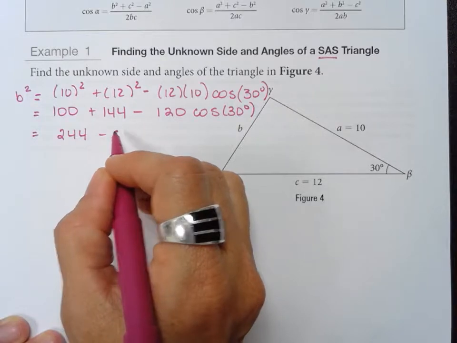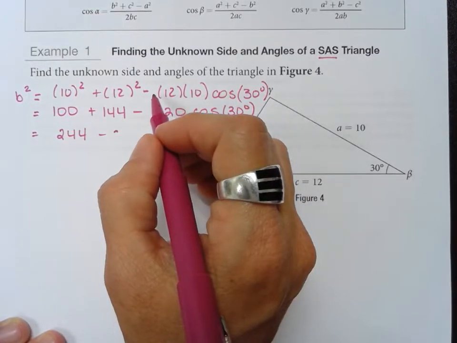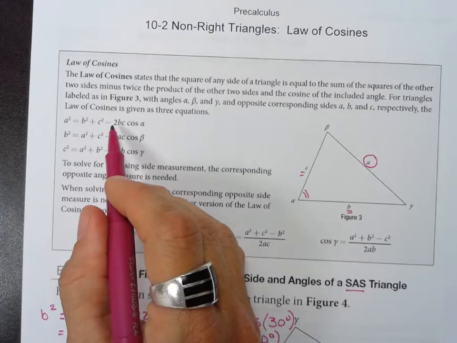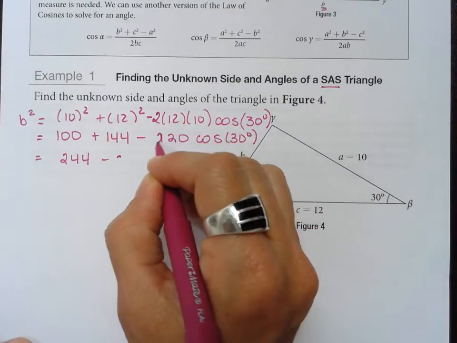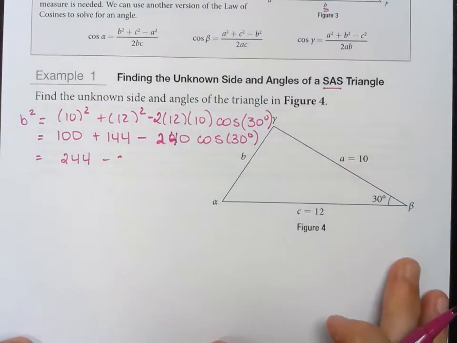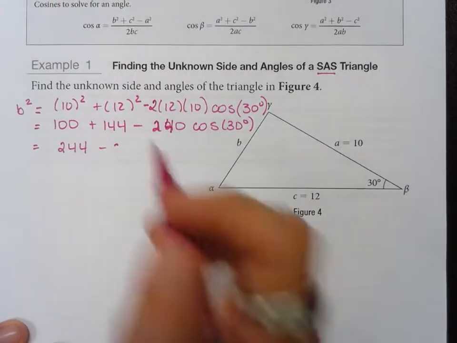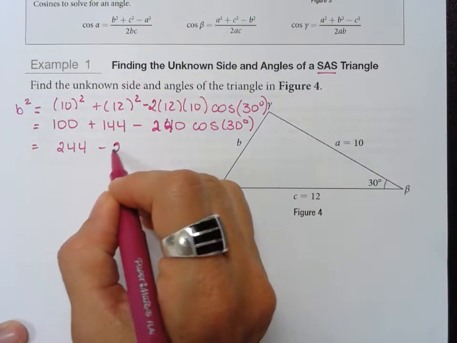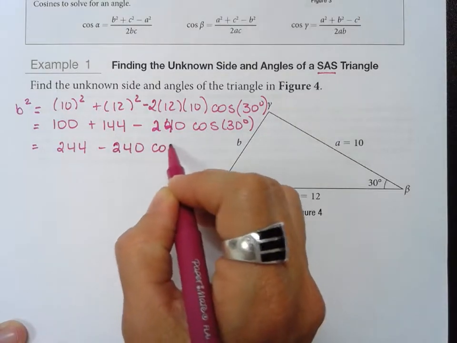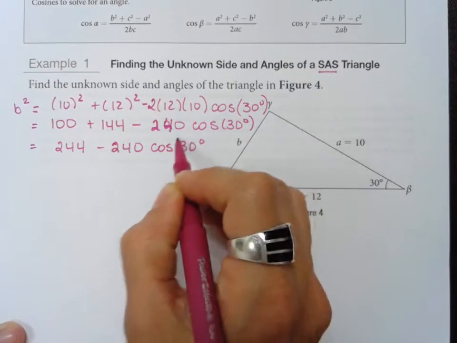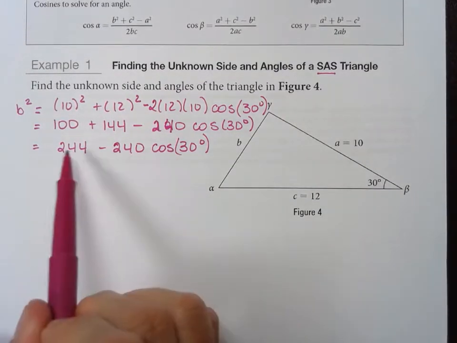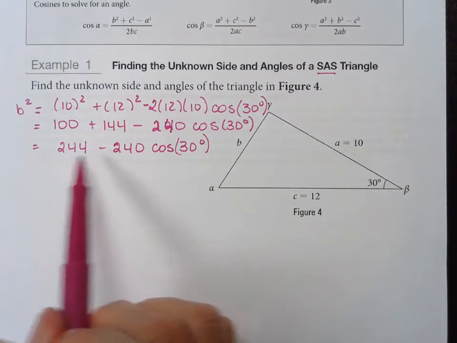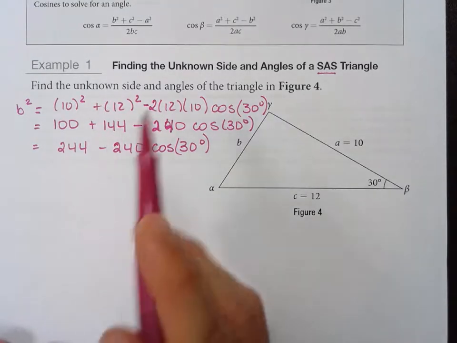Oh, I forgot my 2, didn't I? Yes, in the formula there's a 2 there. Sorry about that. Let me put that in right there. So we have 240 right there instead. Alright, so 244 minus 240 cosine 30 degrees. Now remember order of operations. You multiply before you do this subtraction business. So be really careful with that.